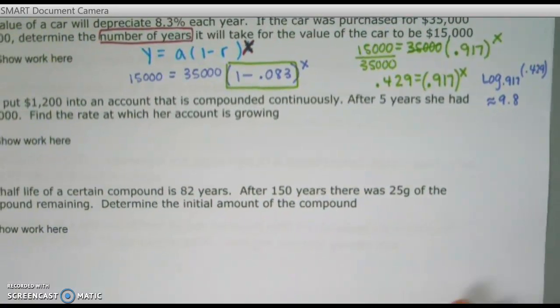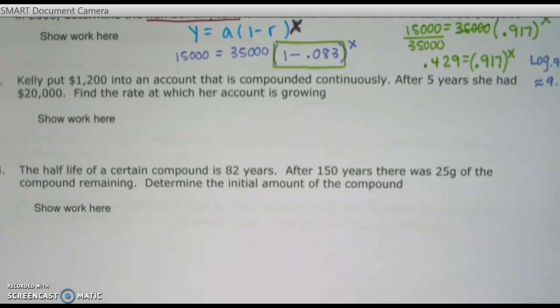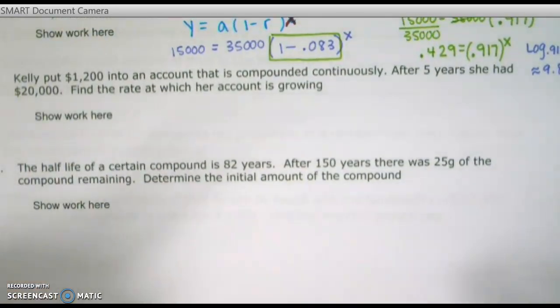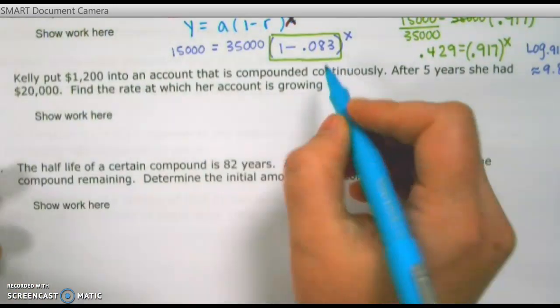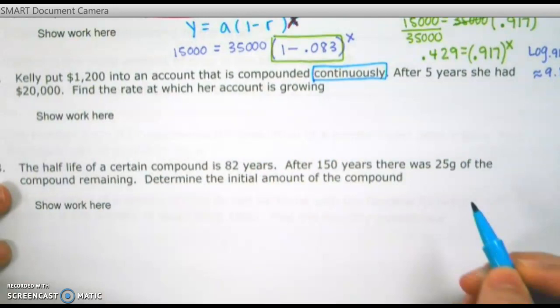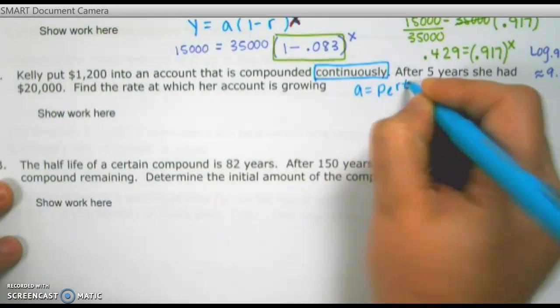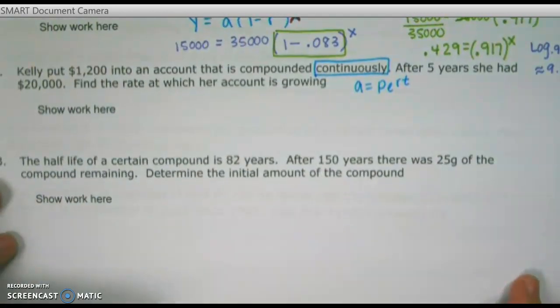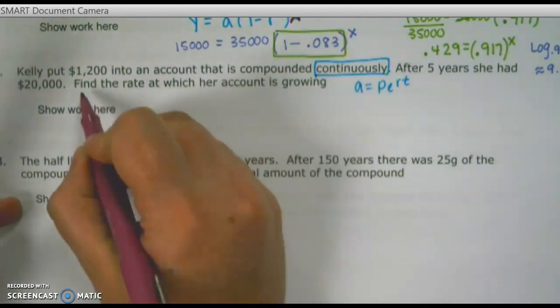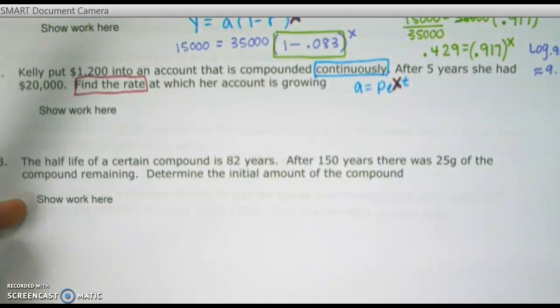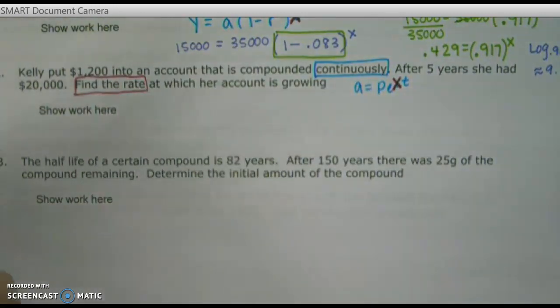All right, so we divided, turned it to a log. Read the second one, figure out what formula you're going to need. It might be easy to assume that this is going to be just a regular growth formula, but this word continuously means we're going to be using this formula. All right, so let's figure out what we're solving for. We are solving for the rate. Find the rate. So my rate is going to be x, which means I know all of the other information. So I'm going to plug in what I know.